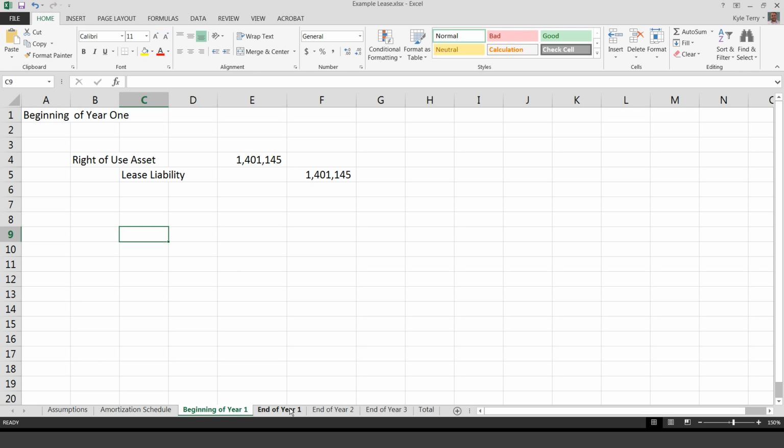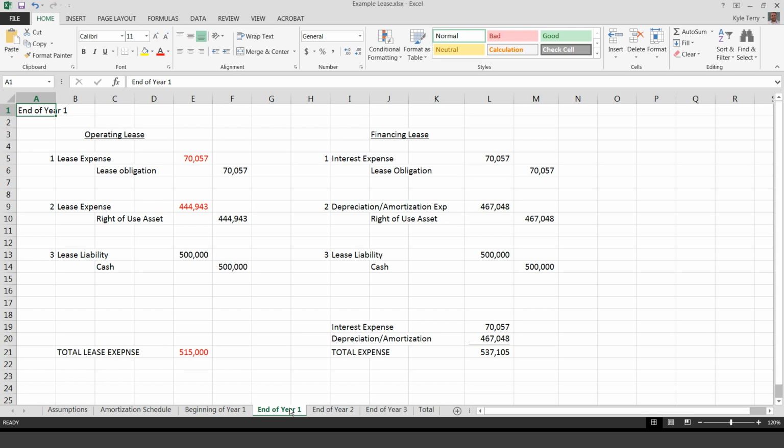And then we look at the end of year 1. On the left is the operating lease, and so I said we got to get to that straight line expense of $515. That's that amount there on E21 highlighted in red, because we want to have the straight line expense over all 3 years. So how do we do that? Well, we know we got to get that lease obligation amortized off on the effective rate. So we know what the $70,057 is from the amortization schedule that we did before. If it's off to the right here on the financing lease, we call that amortization expense.